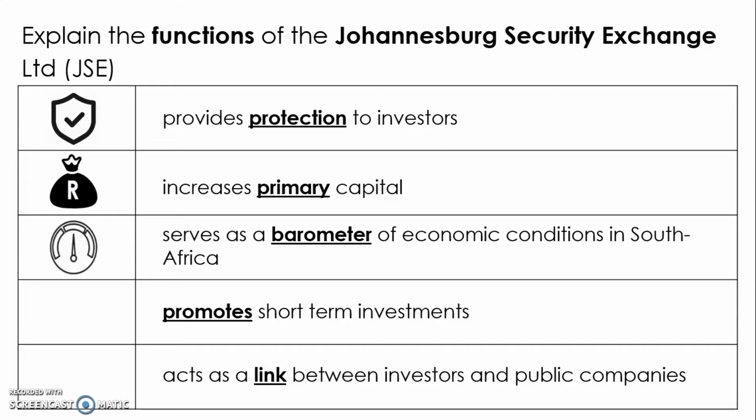Our third image is a scale of some sort. This is to remind us of measurement, and we can measure the economic conditions of South Africa by looking at the JSE. We do this by watching or observing the share prices of various businesses, and in this way we know if they are doing well or not.